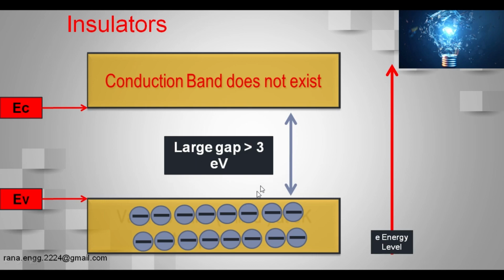So, this gap is usually greater than 3 electron volts. That means we have to apply more energy than 3 electron volts to get these electrons for conduction, which is not possible, which is a very difficult task. If I require a very large amount of energy which I am not able to provide, then I am not going to use it. It is termed as insulators. Insulators do not conduct.